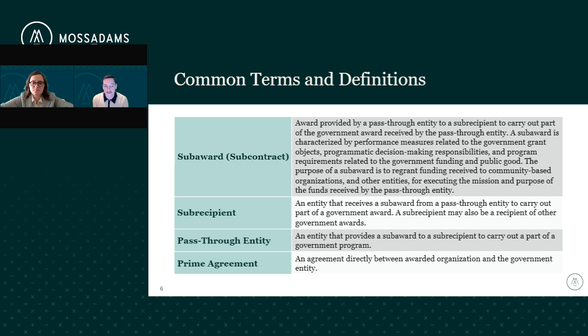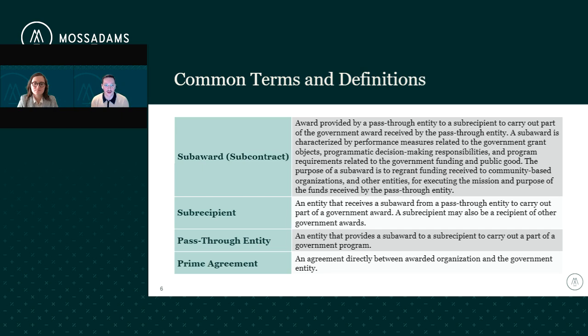Subrecipient, those are the entities that receive a subaward from a pass-through entity to carry out the function or piece of the grant agreement. They may be a recipient of other awards as well, directly. A subrecipient can be a direct recipient from a federal or state local entity, and not just from a pass-through entity as well.